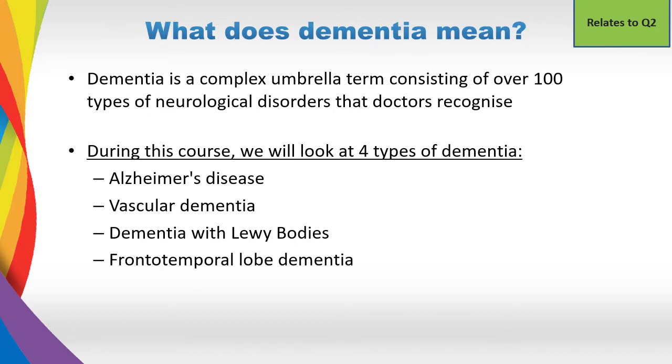So dementia is an umbrella term. What we mean by an umbrella term is that although you can say the word dementia and people often recognise that as memory loss, it's actually a term that we use to describe over 100 different types of neurological disorders. So as I said before, we're going to be concentrating on just 4 of those because these are the 4 most common. So we're going to be looking throughout this unit and throughout the rest of your course at Alzheimer's disease, vascular dementia, dementia with Lewy bodies, and frontotemporal lobe dementia.